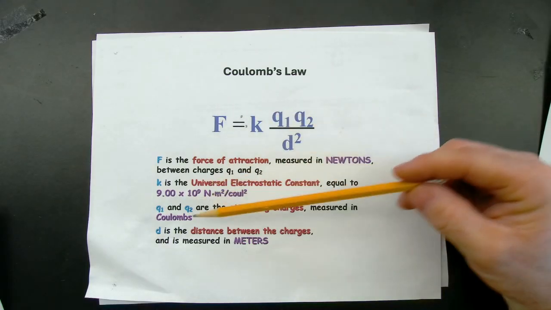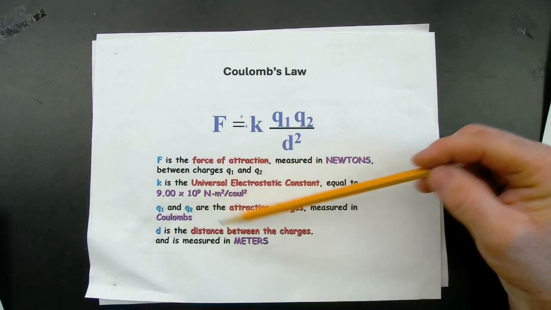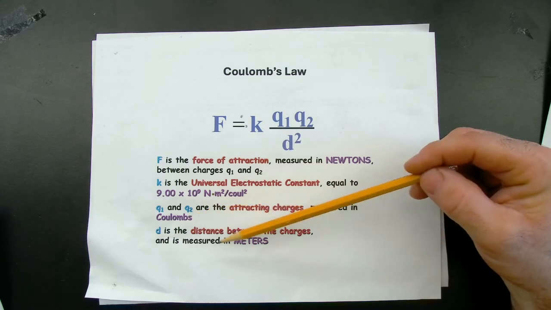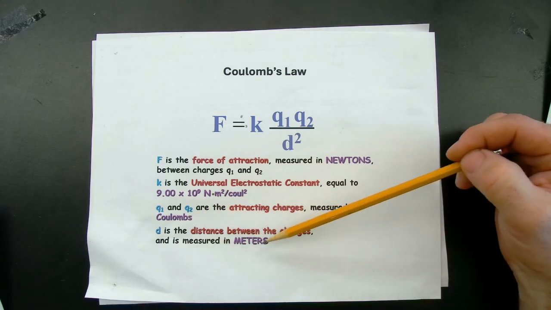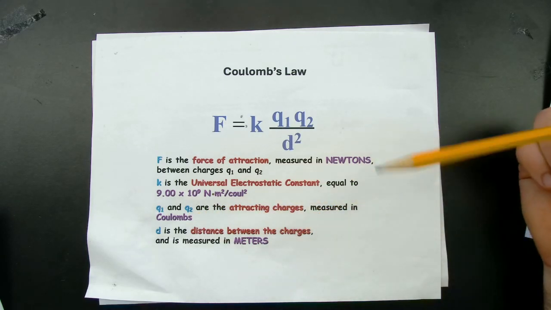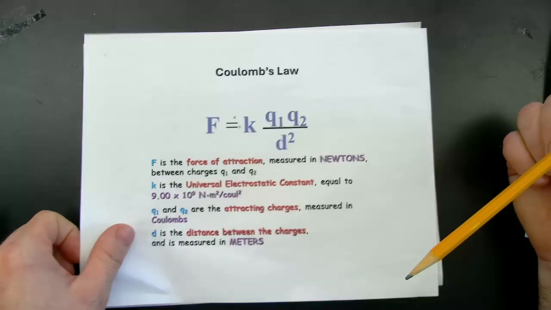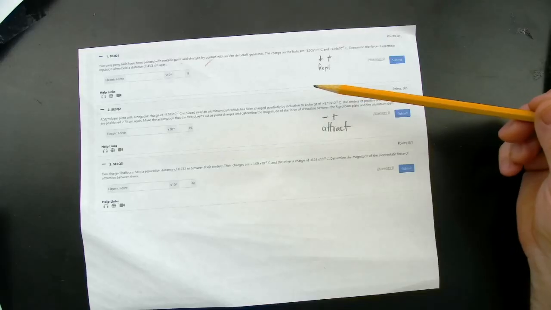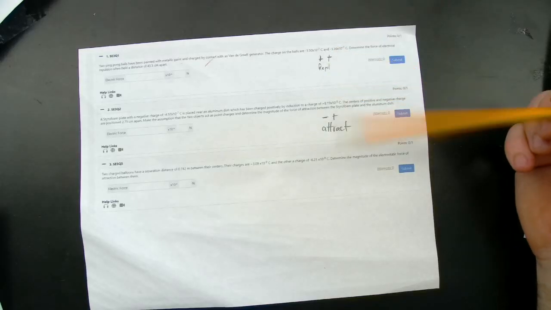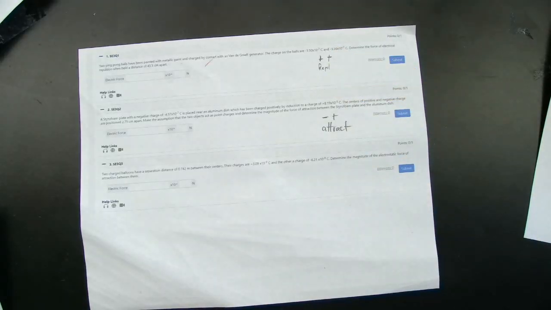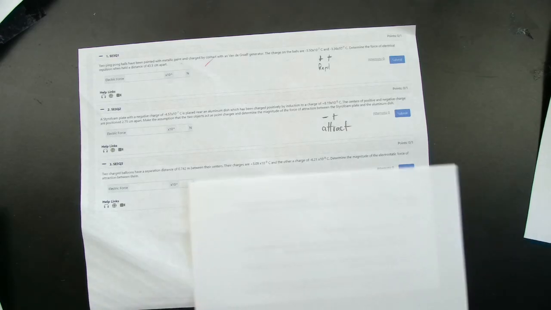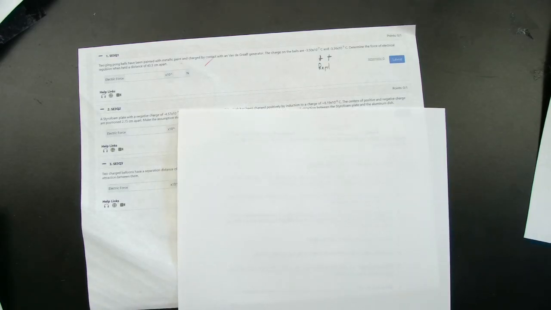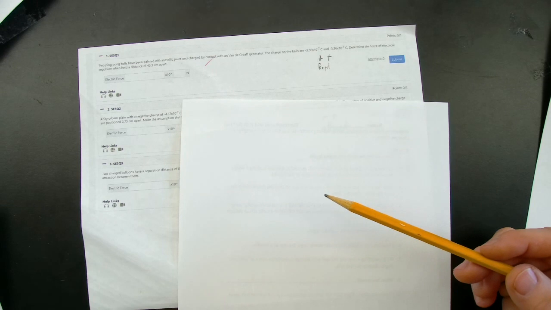F is, of course, that force. And then we have the two charges, Q1 and Q2. This should always be in coulombs. And then D is the distance between the charges, and it's going to be measured in meters. So when you're doing a question like this, I recommend just starting with some paper. You always want to write that down, and you want to make sure to put down your equation.